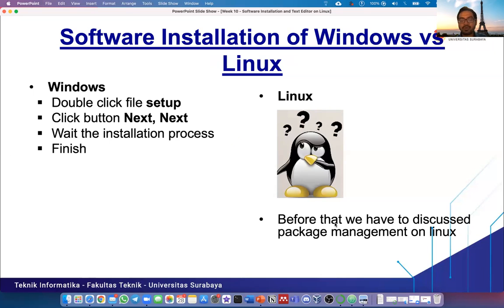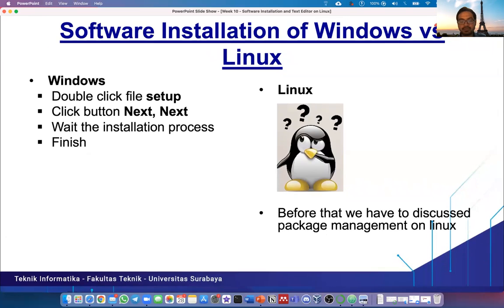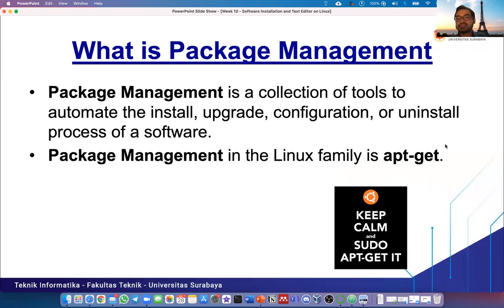Before we go through software installation on Linux, we have to discuss package management on Linux first. So what is package management? I will explain in a second. Package management is a collection of tools to automate the install, upgrade, configuration, or uninstall process of software. And the package management in the Debian Linux family is apt-get. So what does it mean? Before we install the software, our Linux operating system will check the requirements to install that application.